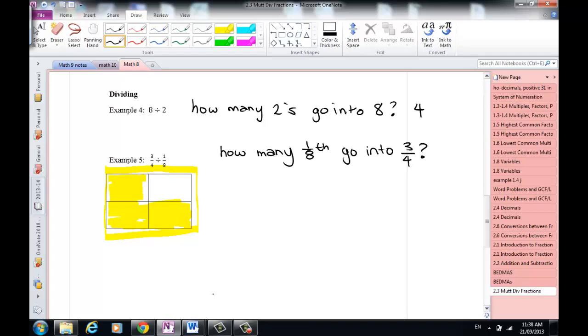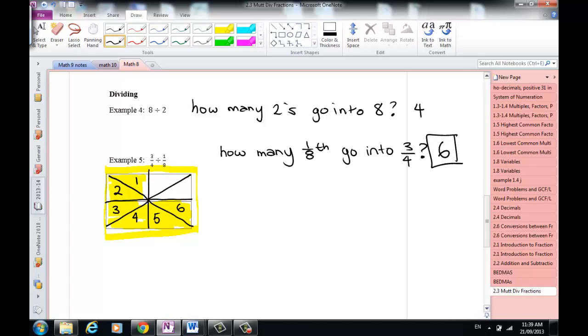So I need to know how many 1/8. Now right now my figure is split up into 4s. We have 3/4 filled in. So I want to split my figure up into 1/8. So I need 8 pieces. And how many 1/8 do I have in that 3/4? Well, I have 1, 2, 3, 4, 5, 6. And my answer, in fact, is 6.